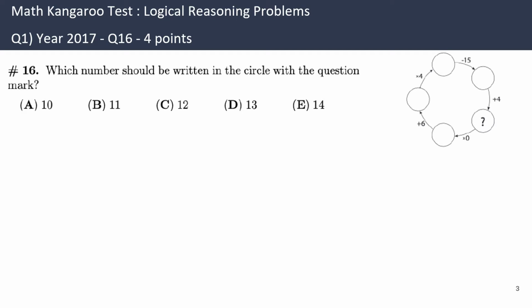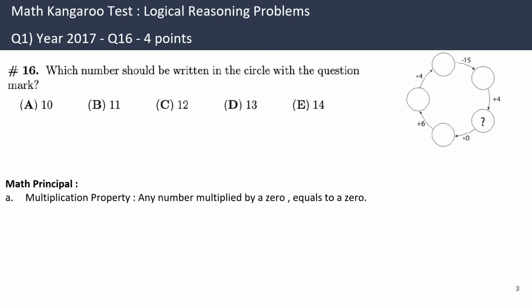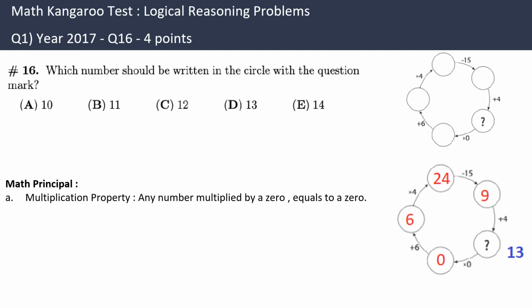This is where the basic understanding of math comes into the picture. We are aware of the multiplication principle of zero. Any number which is multiplied by zero leads to a zero. This principle will help us to find out the rest of the numbers and eventually the number which is available in this question mark circle. So using that principle, we can see that any number multiplied by 0, we will get 0 in the circle.